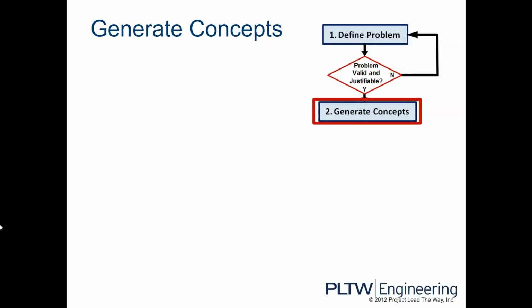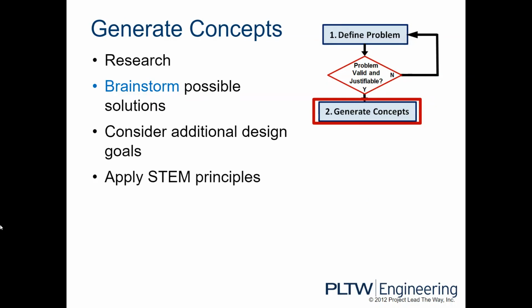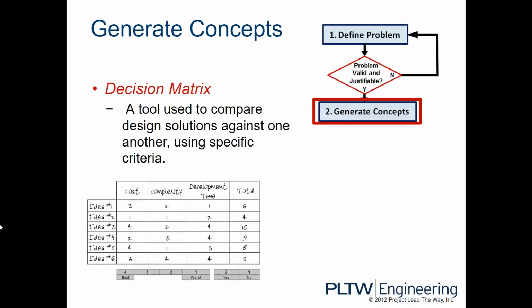Moving on to the next step, generating concepts. This is where you get to do some research and brainstorm possible solutions, consider additional design goals, apply your STEM principles, and then ultimately select an approach by using a decision matrix, which is just a nice little chart that you can put all of your ideas on one side and then some different categories across the top to evaluate it. And then you assign these numbers between 1 and 5 or whatever you want the scale to be, and that would hopefully allow you to organize all your ideas and thoughts amongst all your ideas and give you a very clear indication of which one would be the best one to move forward with at this time.